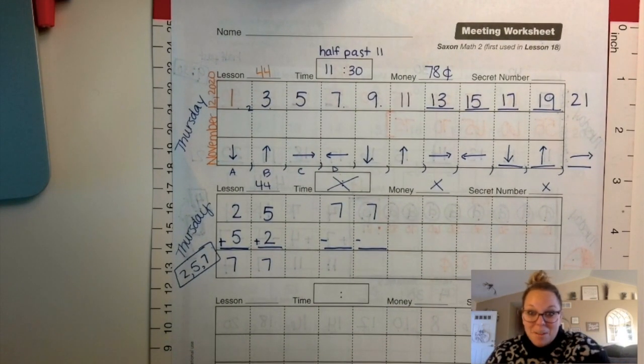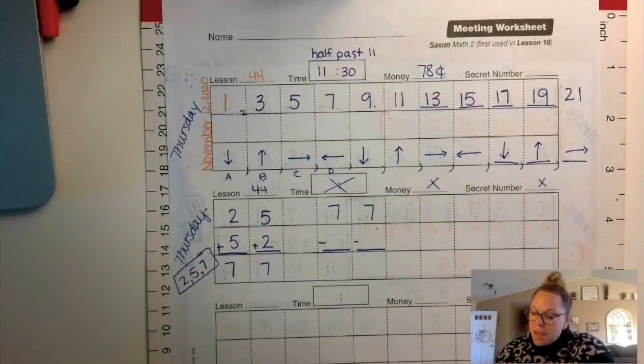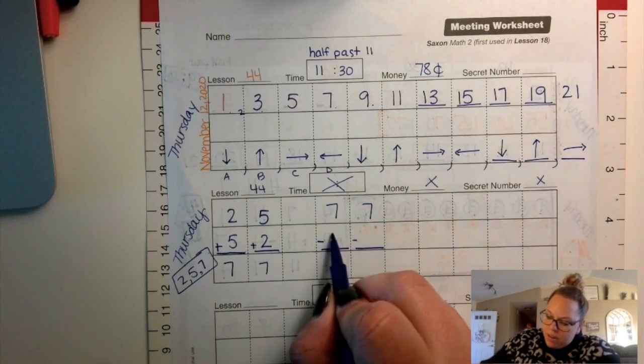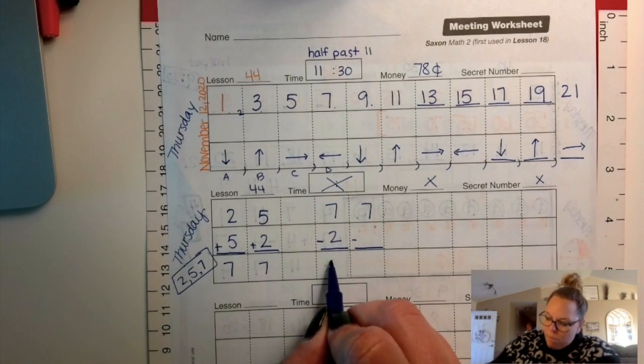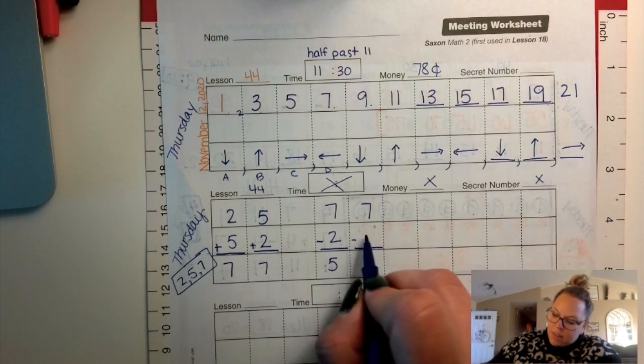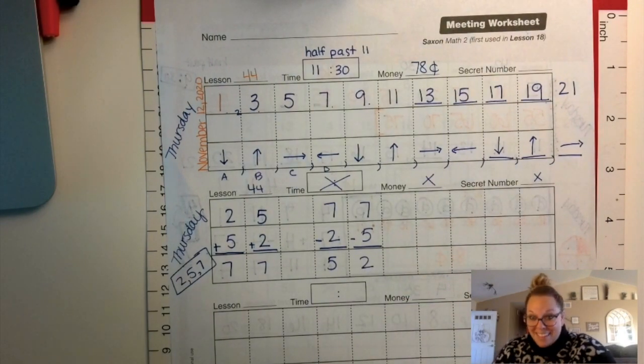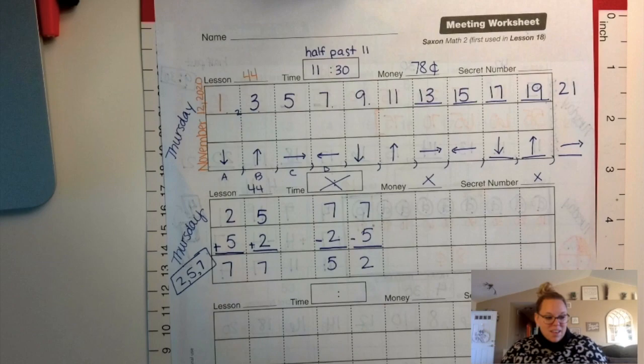Okay, now what about subtraction? Well, I started with my largest number of the 3, which is 7. And now I need to subtract. So 7 minus 2 equals 5. And 7 minus 5 equals 2. You did it. If that was hard for you, keep practicing those because that's something that is not going to go away. That's something that's going to keep going. Okay?